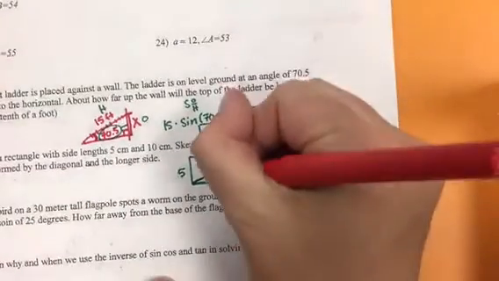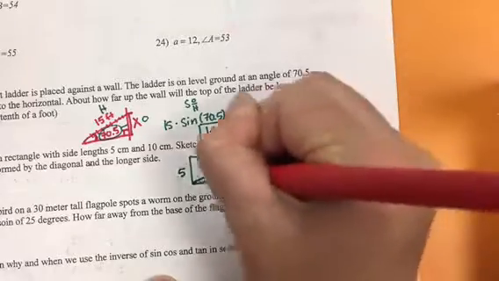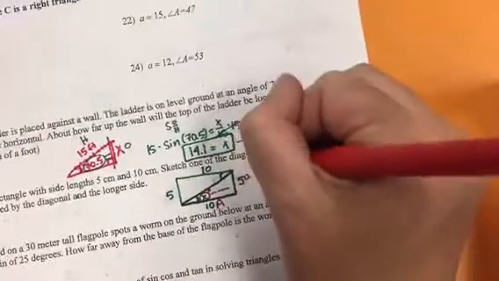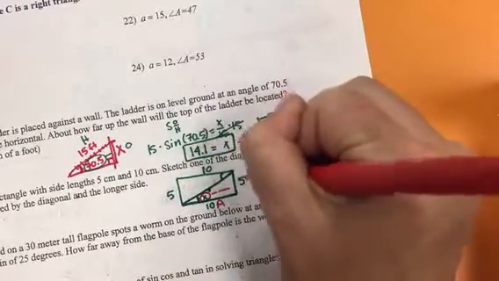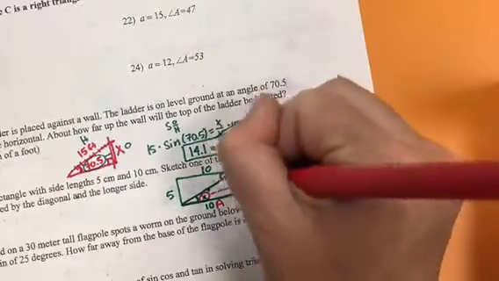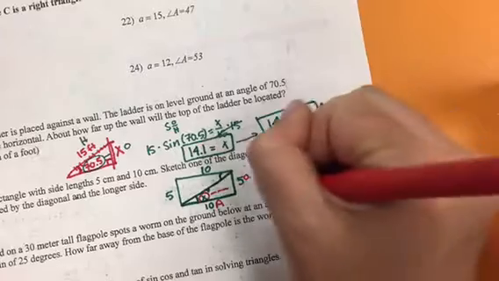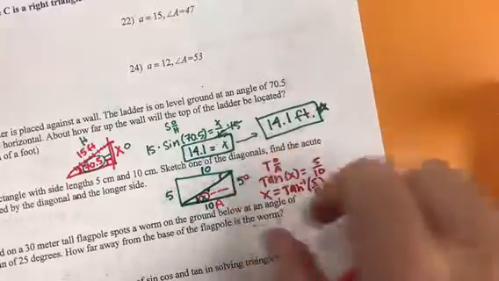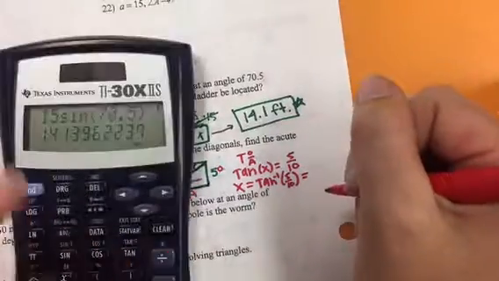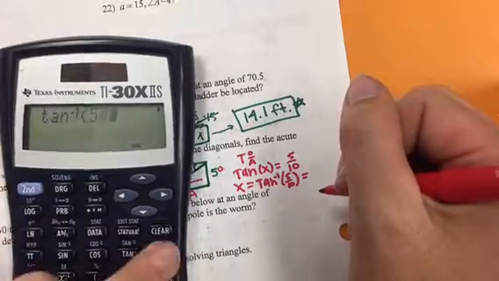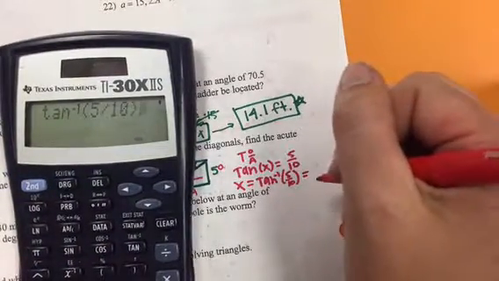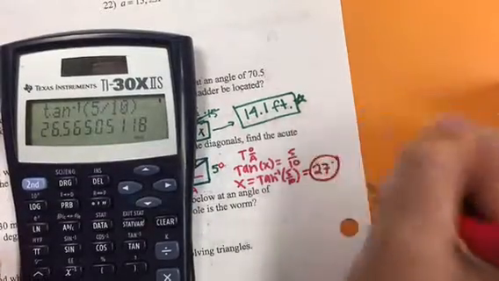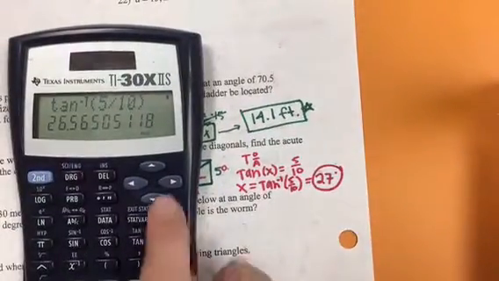Now the trig function would be opposite, there's no hypotenuse labeled, adjacent. TOA, tangent of x equals O over A. Do the inverse to get the tangent to leave the x, and that equals inverse tangent of 5 divided by 10, which equals 26.5, rounds up to 27 degrees because it is an angle that we just found.